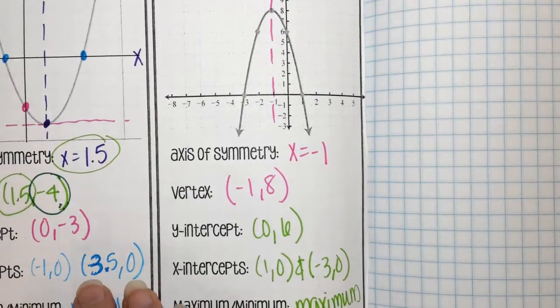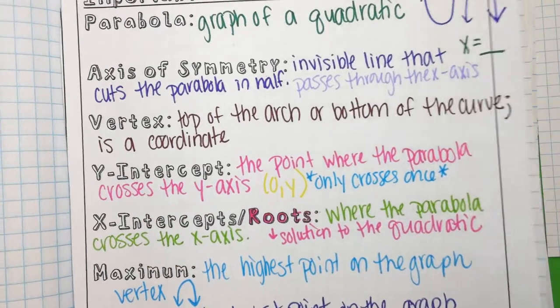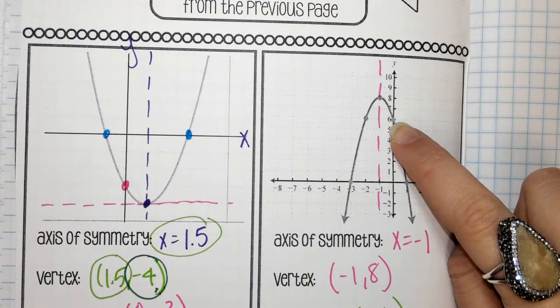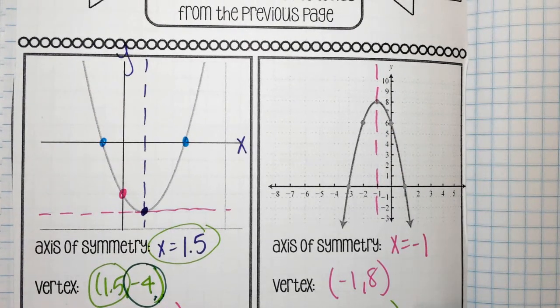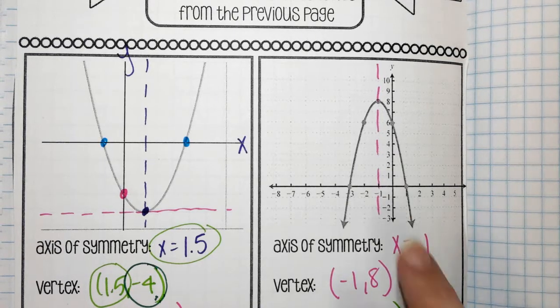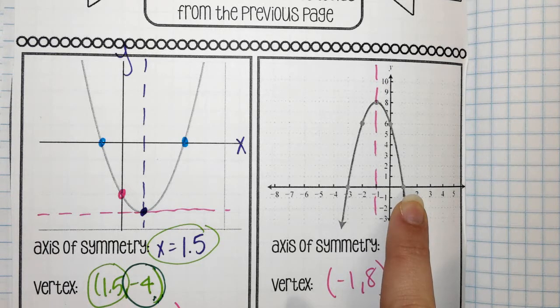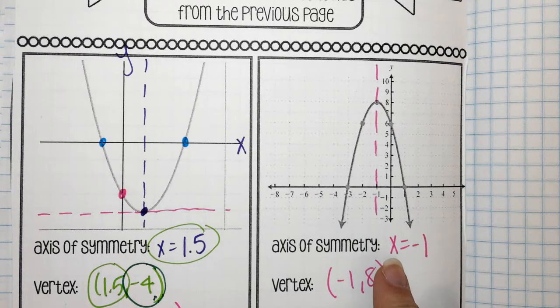The y-intercept, what do we write down on the front? Okay, so at what point does the parabola cross the y-axis? Right, so we write that point down. And then your x-intercept is what? So how many of those do we have? So remember, you're just finding your points.